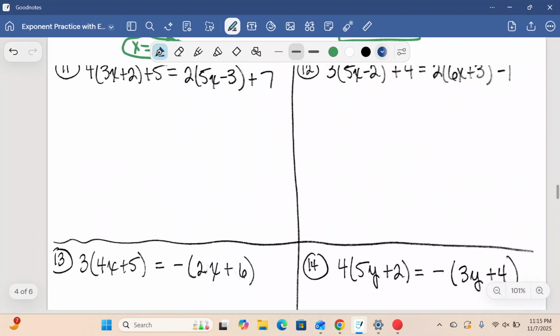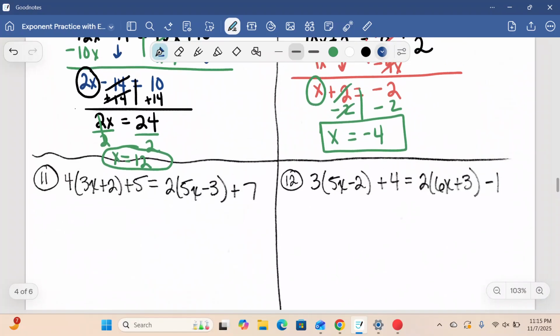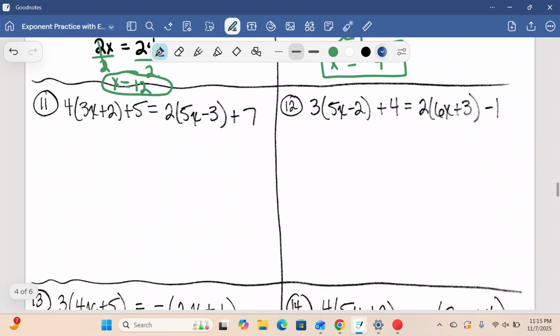And of course, if you need any support on anything, we have problem number 11 and 12. If you want to pause the video and try those two problems out, you're more than welcome to. And I will do these problems in a later video.